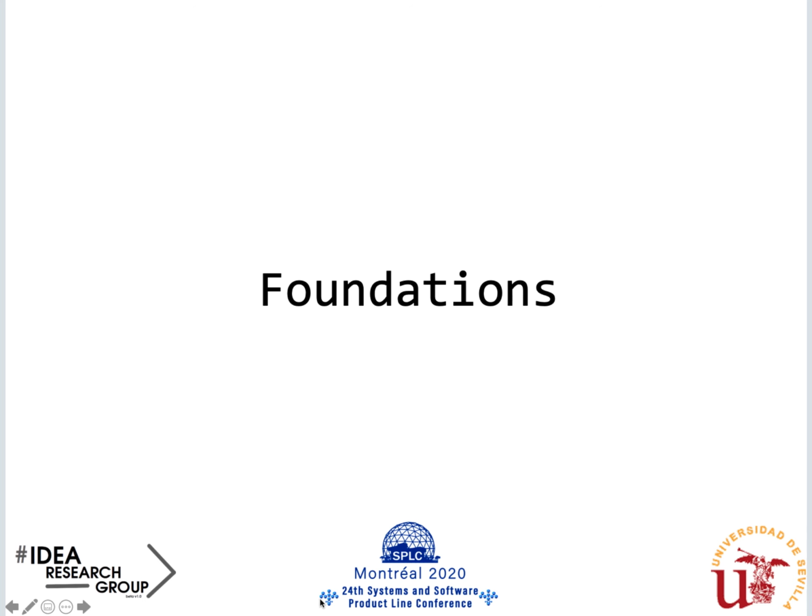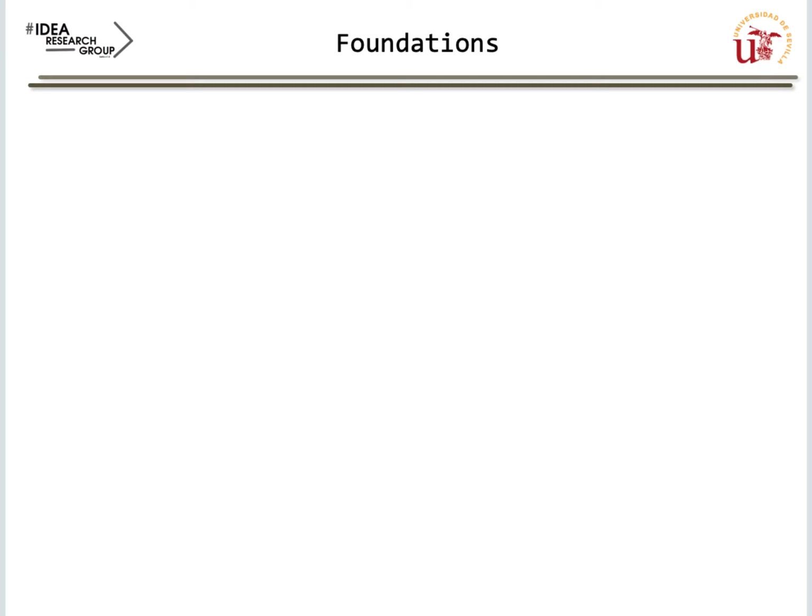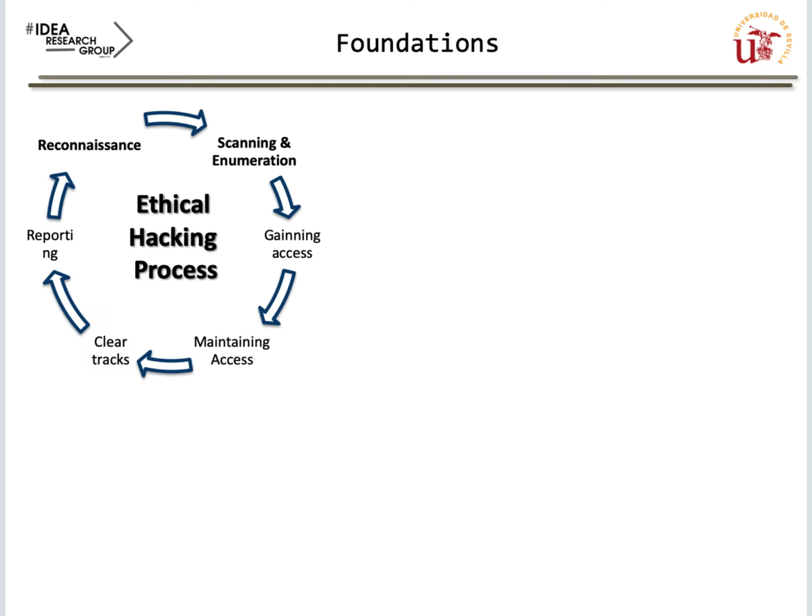We need to manage this variability presented in the vulnerability information to test our system and the security of our system. Now we introduce some concepts necessary to understand our approach. To understand the security testing behind our approach, first, we need to introduce the ethical hacking process. The ethical hacking process is divided into 6 phases at least.